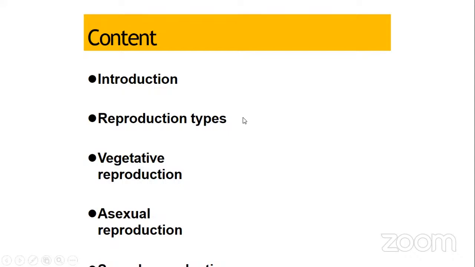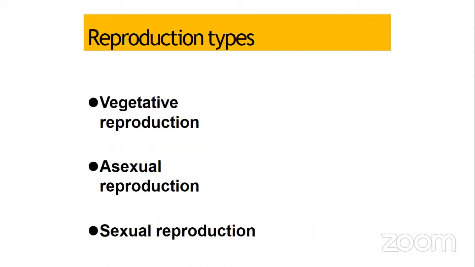In bacterial cell structure, we completed the bacterial cell components: cell wall, capsule, plasma membrane, nucleus, pili, fimbriae, plasmids. We discussed all of that. Now today another important topic about bacteria, bacterial reproduction. The reproduction types we discussed are vegetative, asexual and sexual reproduction. We are going to discuss them today.